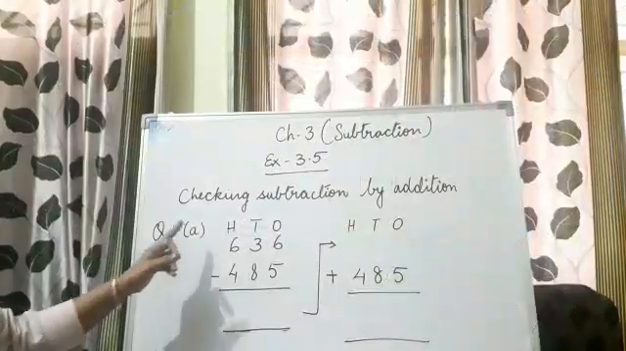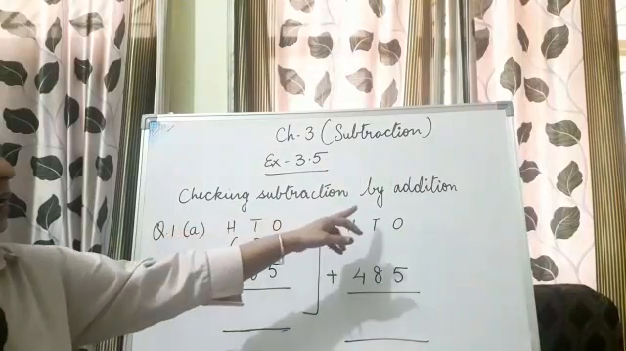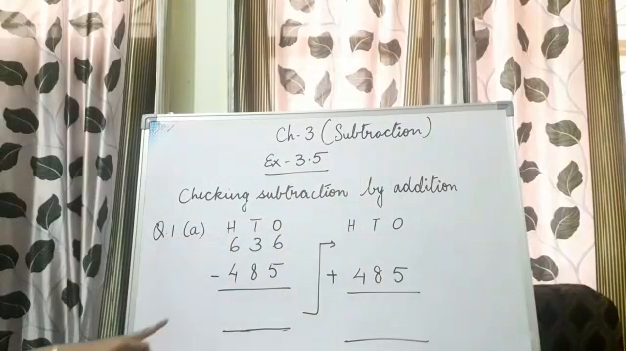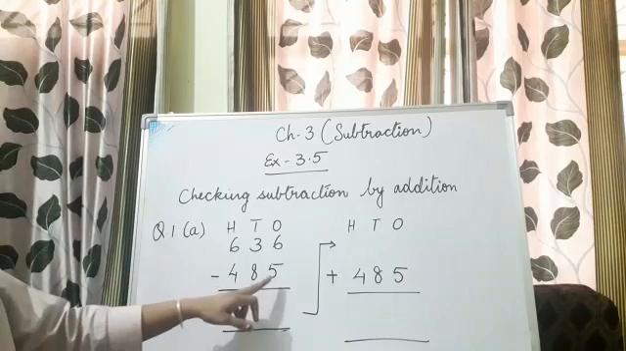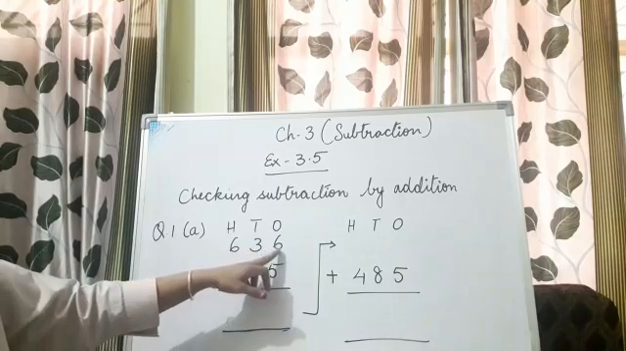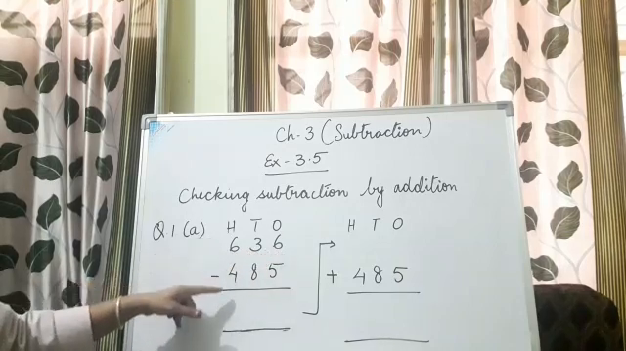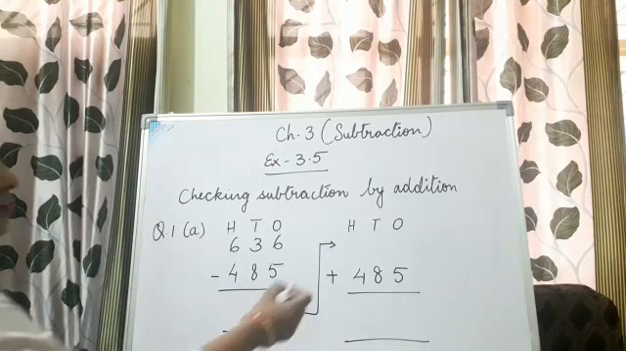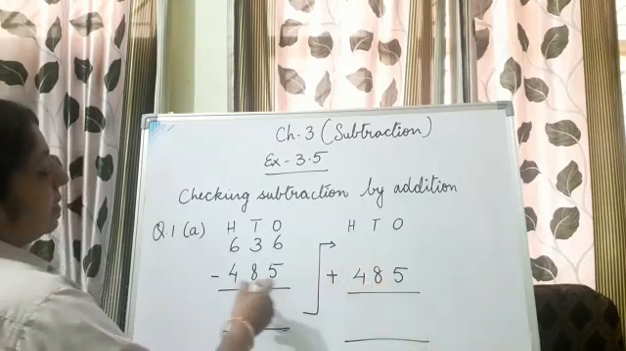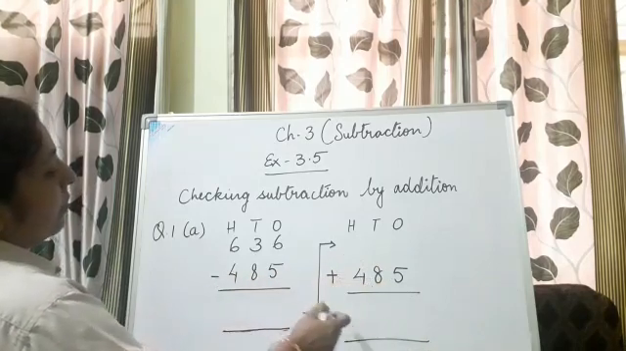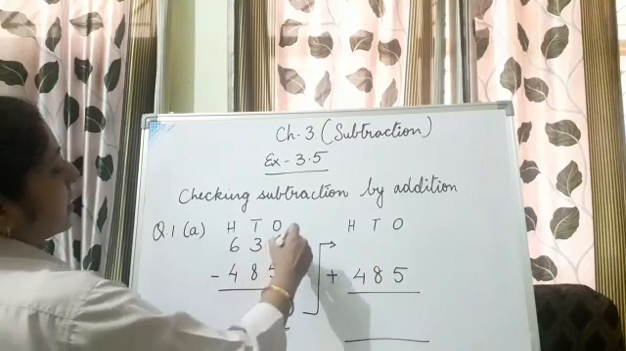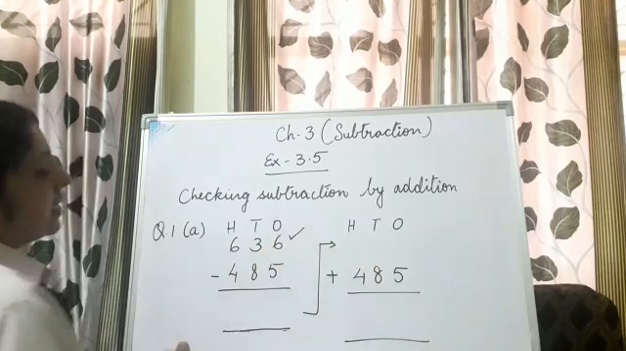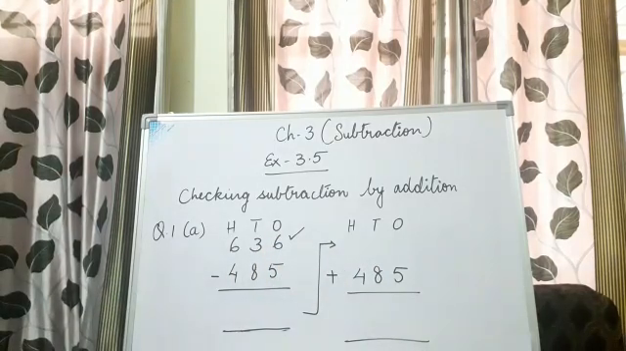Our next topic is checking subtraction by addition. Here we are going to subtract 485 from 636. When we do the subtraction, the difference which we get, when that difference is added with this 485, we get the first number, that is 636, as the answer, which shows that our subtraction is checked.